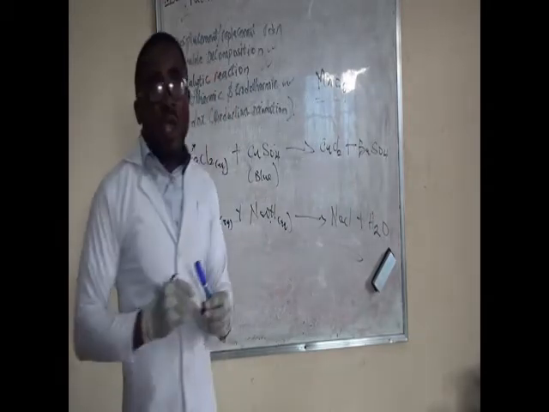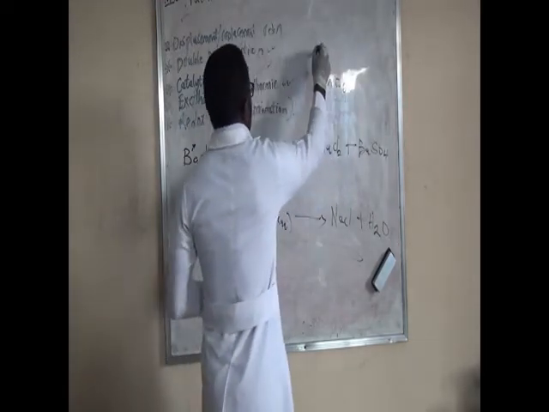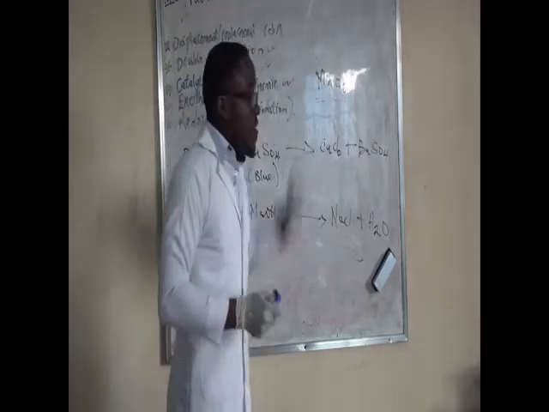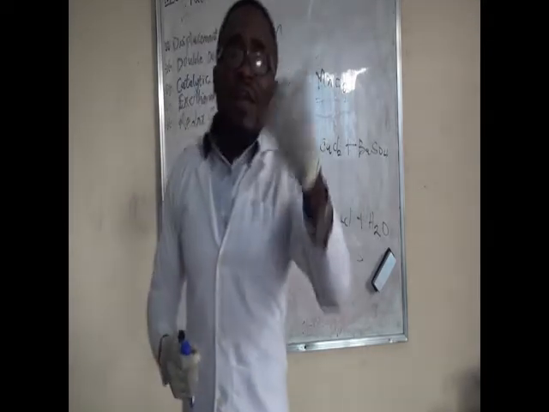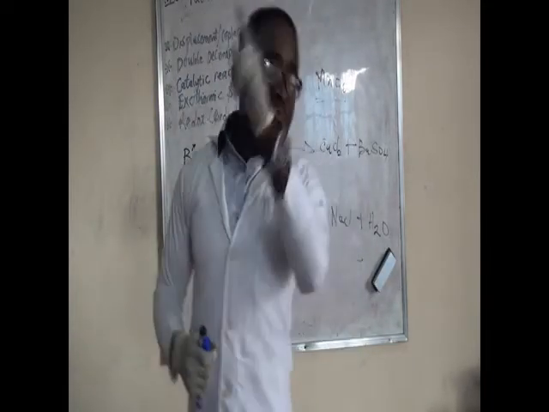Then we also have another one like KMnO4, which becomes an oxidizing agent. Let's not go into that. We have manganese 4 oxide. Then we also have an organic catalyst. A typical example is light. Light becomes an organic catalyst.